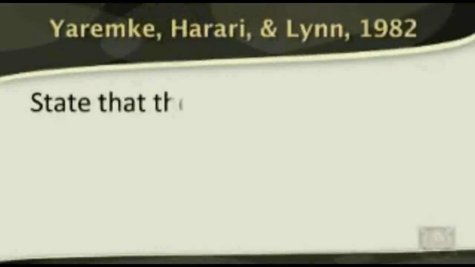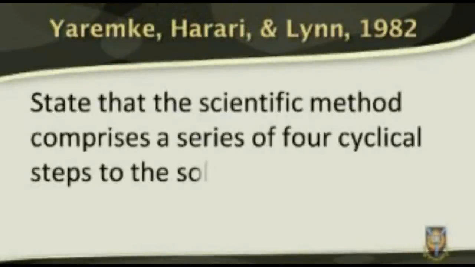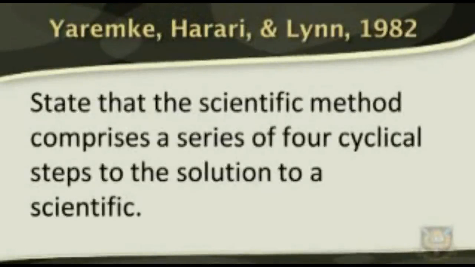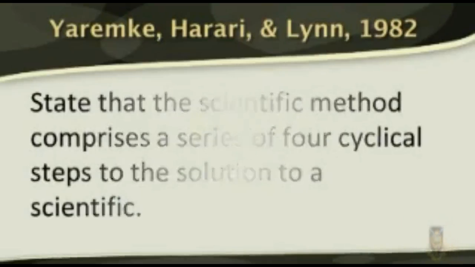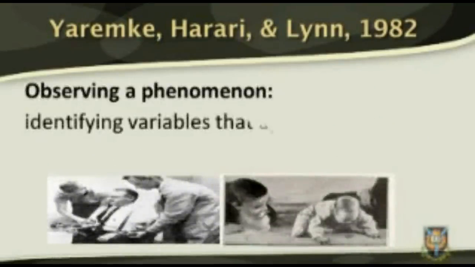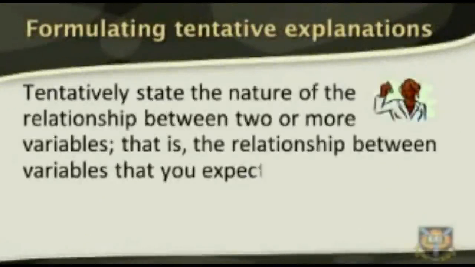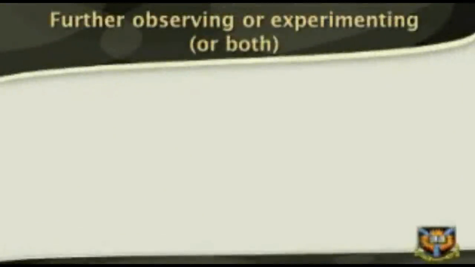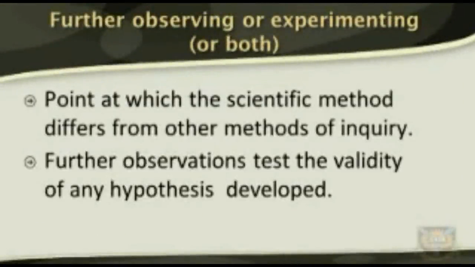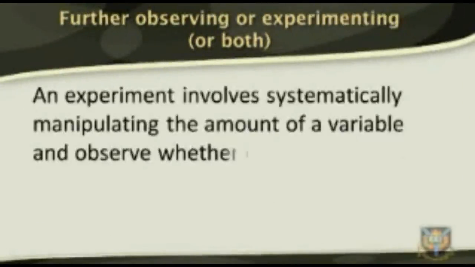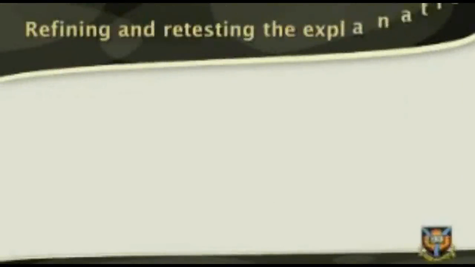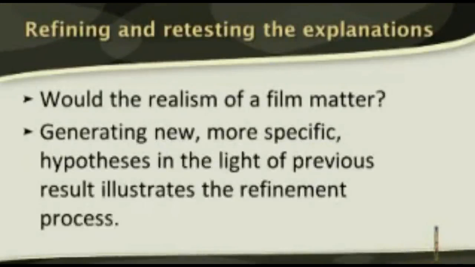the scientific method. The scientific method comprises a series of 4 cyclical steps that you can repeatedly execute as you pursue the solution to a scientific problem (Yarenke, Harari, and Lin, 1982). These steps are: A, observing a phenomenon, B, formulating tentative explanations or statements of cause and effect, C, further observing or experimenting or both to rule out alternative explanations, and D, refining and retesting the explanations.